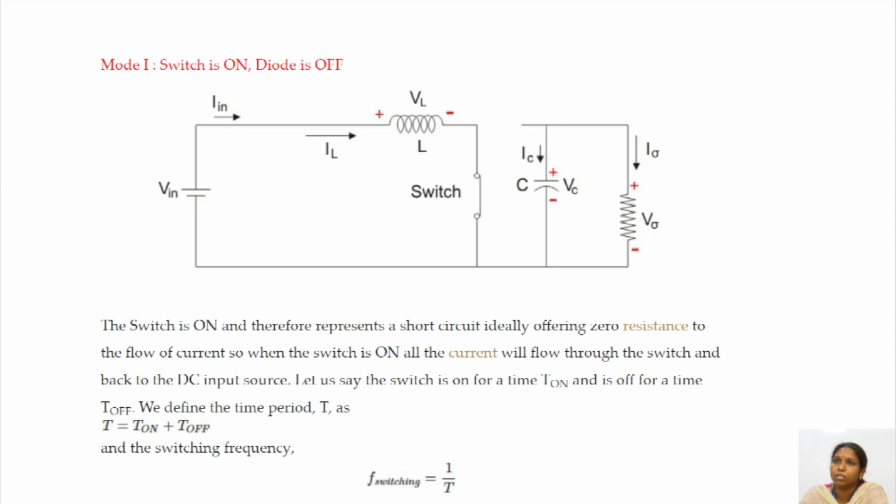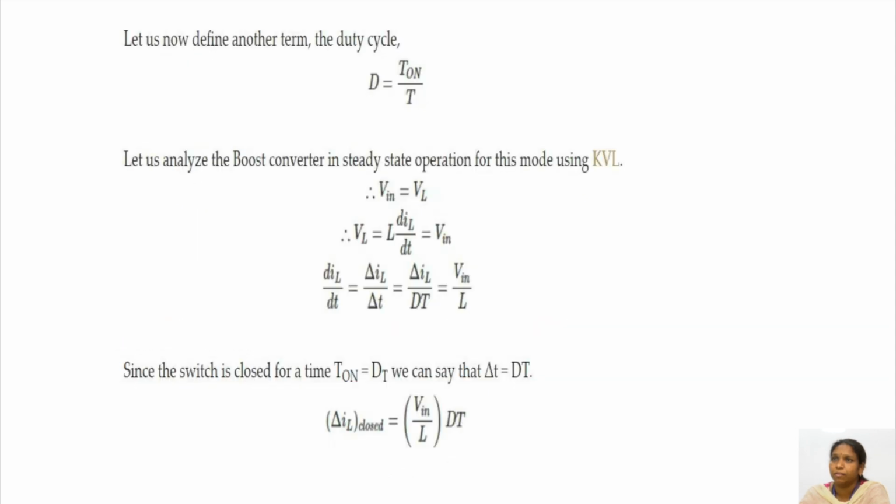The first mode, when the switch is on, what happens? So, switch is on, the diode will become reverse biased, and therefore it represents an open circuit. When the switch is on, all the current will be flowing through the switch and back to the DC input source. So, let us say that the switch is on for a time period T on and it is off for a period of T off. So, we define the total time period T is equal to T on plus T off, and the switching frequency F is equal to 1 by T. Now duty cycle is defined as T on upon T.